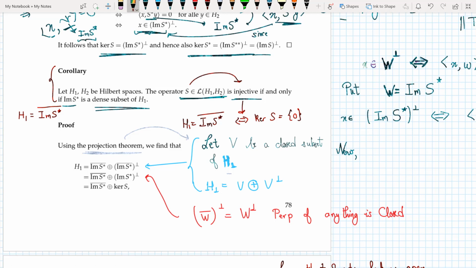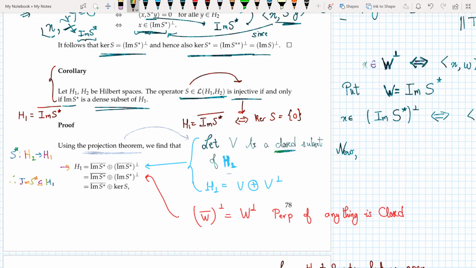Now, I know that the image of S star is a subspace of H1. In order to use the projection theorem, I close it, because the projection theorem can only be used in the case of a closed subset. So I close it and I can write H1 as the closure of the image of S star direct sum its perp. It would be better if I give some reference and say that S star goes from H2 to H1, and therefore image of S star. So I can write H1 as this.